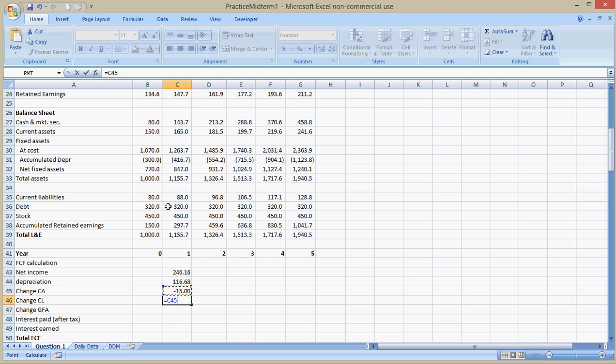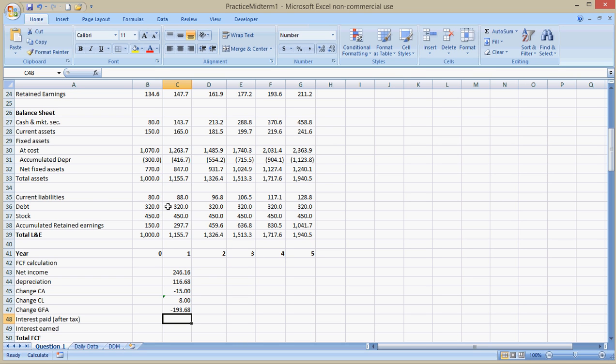And the logic for our current liabilities is the opposite. An increase there is positive cash flow. And for gross fixed assets it's the same thing. If that number goes up, I've bought plant, property, and equipment, so that is a negative cash flow.